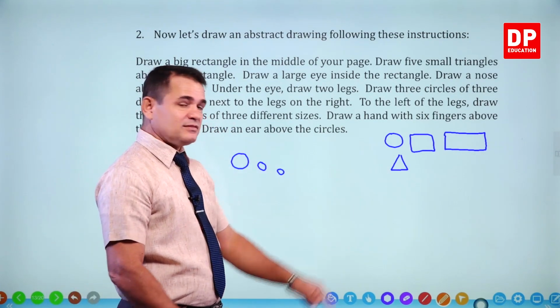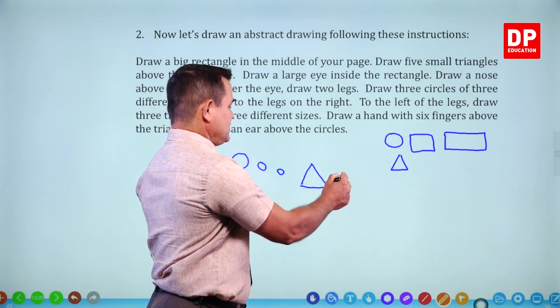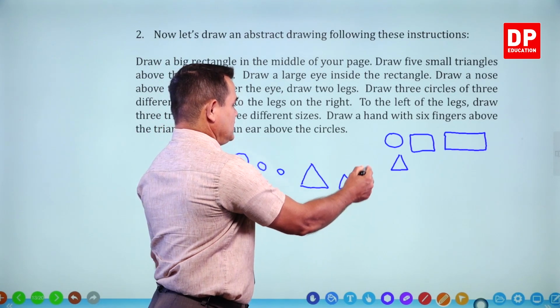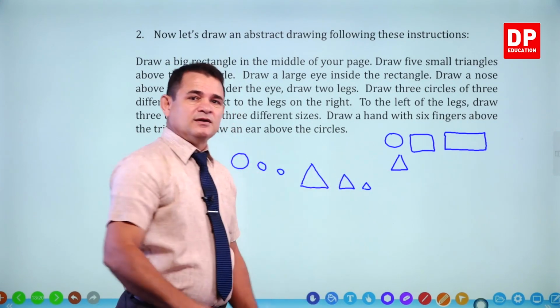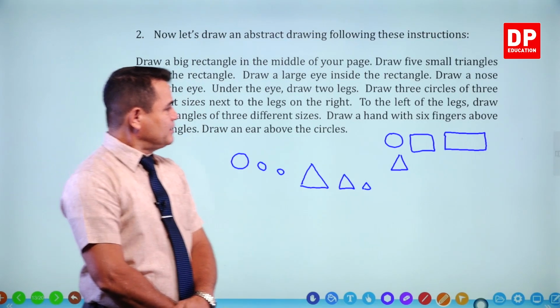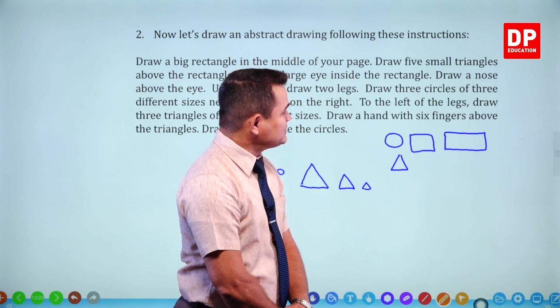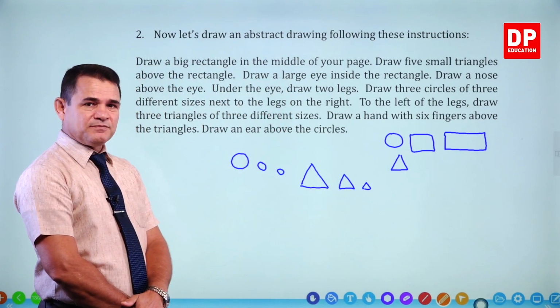ආයිමත් මේවා 3 different sizes, not the same size. Maybe one is big and the other one is smaller and the other one is again maybe very small or maybe very big. Different sizes. Vividha size වලින්. Draw a hand with 6 fingers above the triangles.